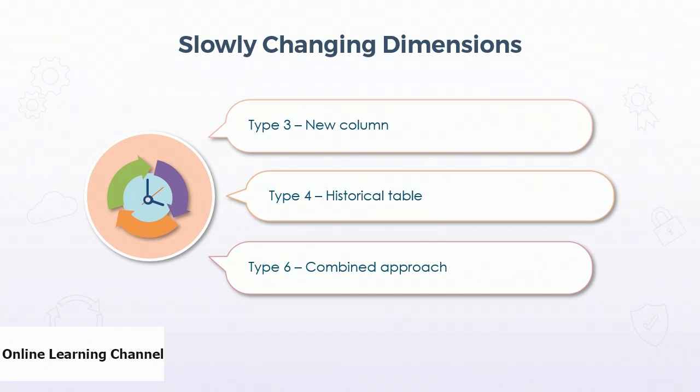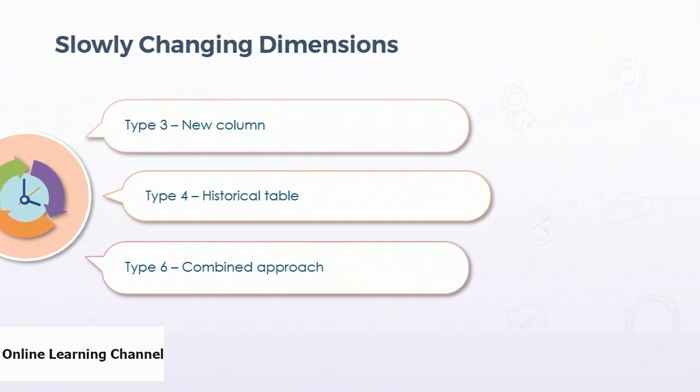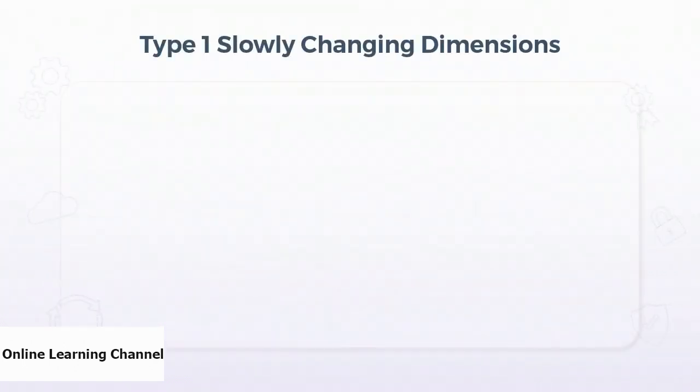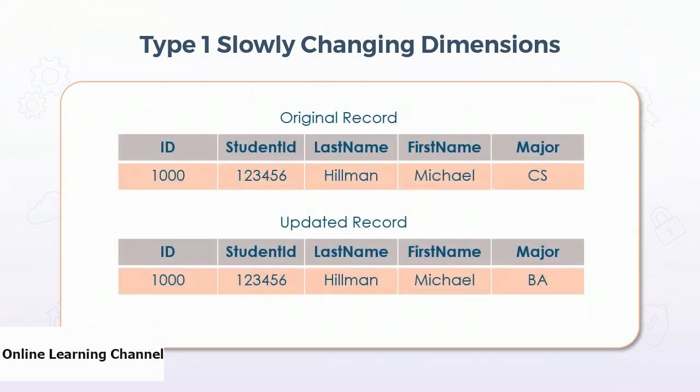It's worth mentioning that the majority of situations will be handled by types 1, 2, and 3. The other types are used in special cases as requirements dictate. So let's look at some examples. First, type 1. In this case, the slowly changing dimensions are last name, first name, and major. Note that the original record and updated record are identical, except that the major value has been changed. This records the current value only, and all historical values of major are lost.